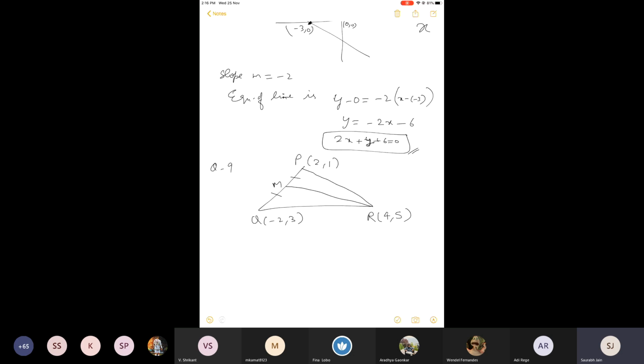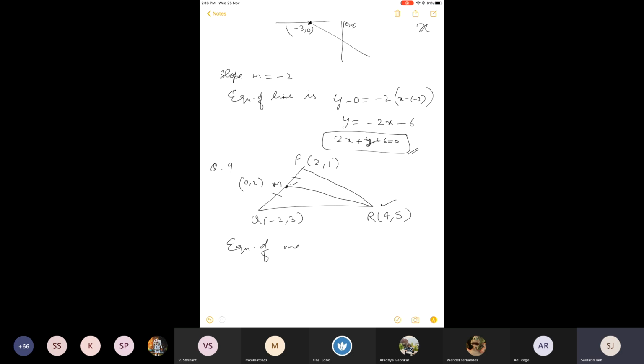So first of all, I will find the coordinates of M, which will be (0, 2). Why? Because M is the midpoint of PQ, use the midpoint formula. The x coordinate will be (minus 2 plus 2) upon 2, that means 0. And the y coordinate will be (3 plus 1) upon 2, that is 2. Now you have both the coordinates.